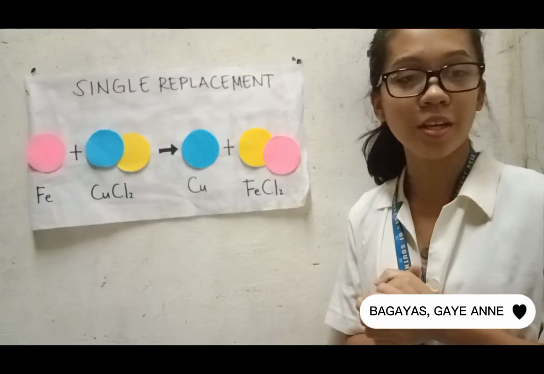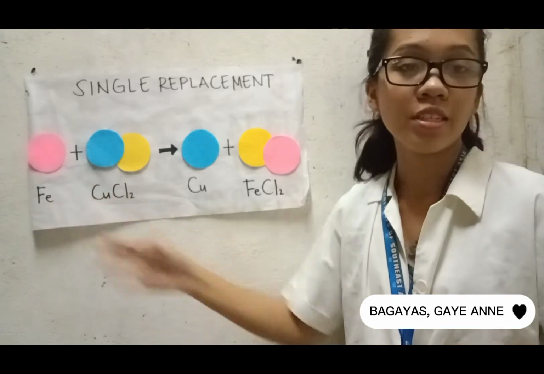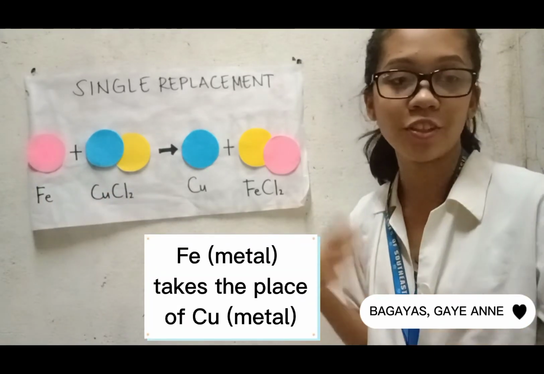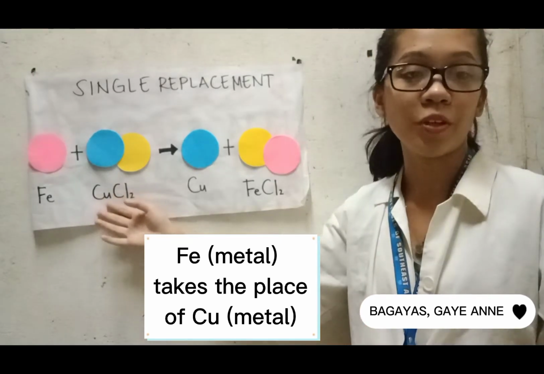As you can see in my example, Fe, iron, starts out by itself, but in the process, iron kicks out the copper in the copper chloride.